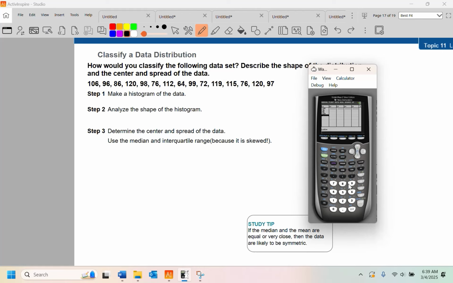I am going to put all my data into list 1, and I'm going to let this technology do it for me.